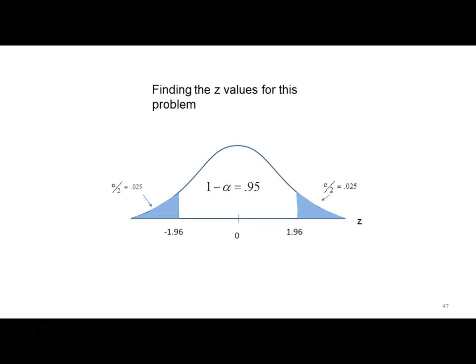If you don't remember where the z-values of 1.96 came from, I've just repeated a chart that we've looked at before. Remember, the level of confidence is called 1 minus alpha. That's in the middle of the distribution with an alpha over 2 probability in each end. Find the z-values that do that, and you should be able to find that they're plus or minus 1.96.